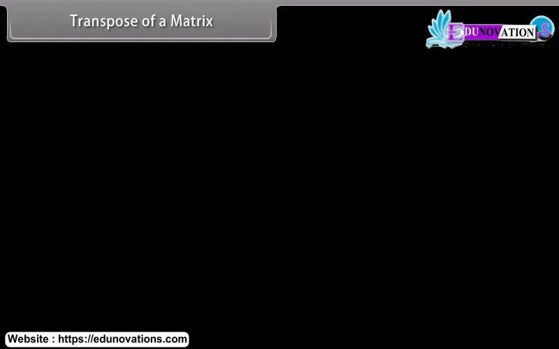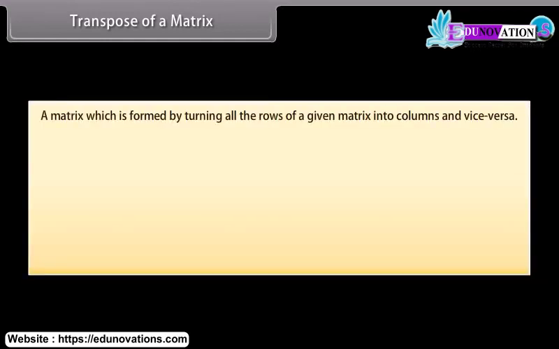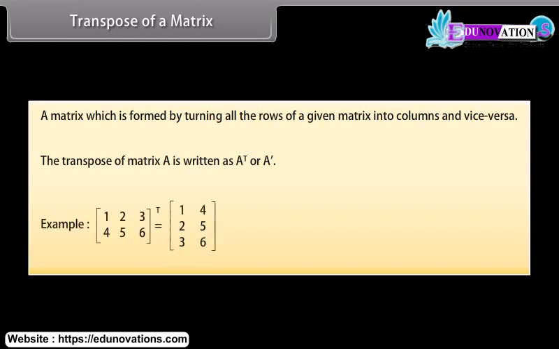Transpose of a matrix. A matrix which is formed by turning all the rows of a given matrix into columns and vice versa. The transpose of matrix A can be written as A'. For example, the transpose of the matrix with first row 1, 2, 3 and second row 4, 5, 6 is the matrix with first row 1, 4, second row 2, 5, third row 3, 6.